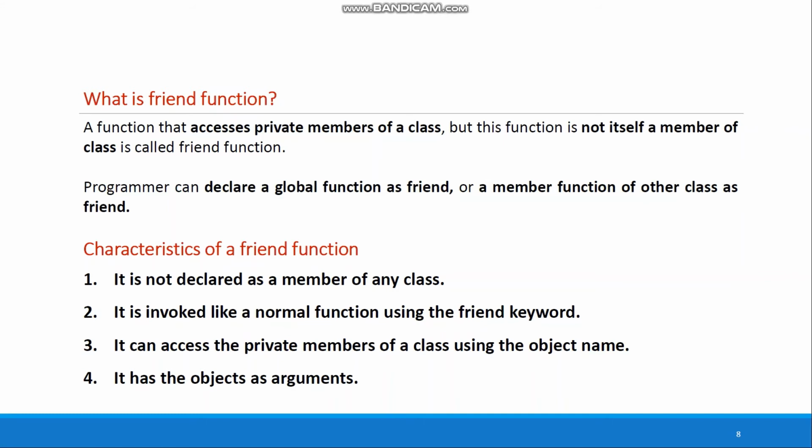Programmer can declare a global function as friend. What is the meaning of global function? Global means the function definition is outside the class. That's why it is called a global function. If a function definition is inside the class, this is called a local function. Okay, so for the global function, the declaration and definition are everything outside the class. That's why this is called a global function. Okay, a programmer can declare a global function as friend, or a member function of another class as a friend.